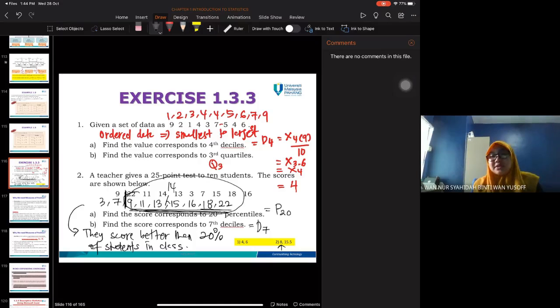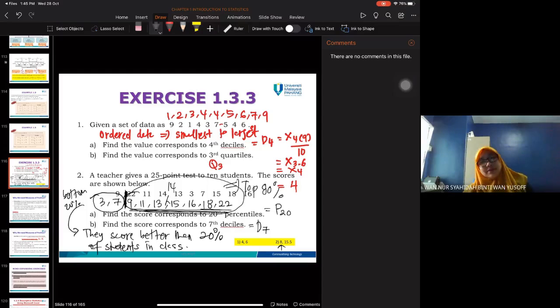One of the interpretations that you can write for the percentile. Because P20 is equal to 8, the position is here. So what we can write here: these 8 students score better than 20% of students in class. These 8 students are in the top 80%. These 2 students are in the bottom 20%.